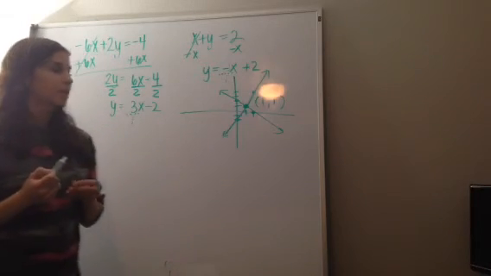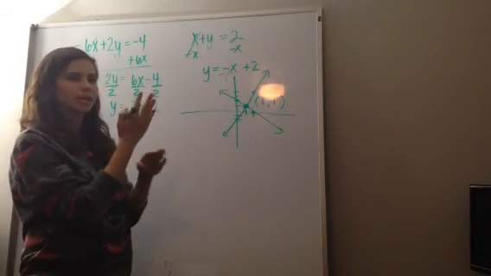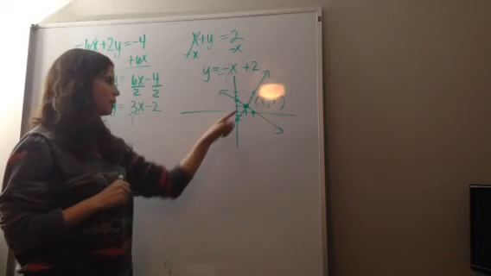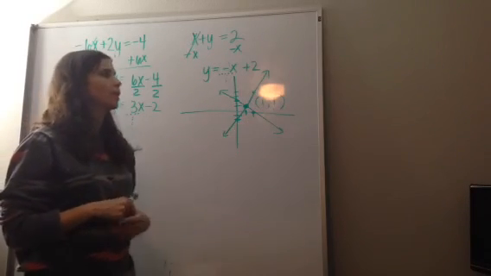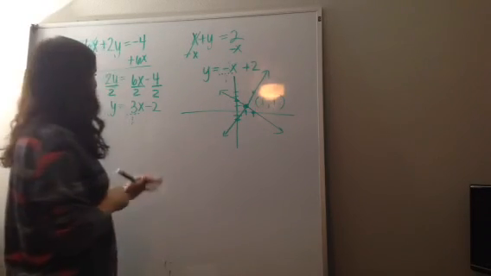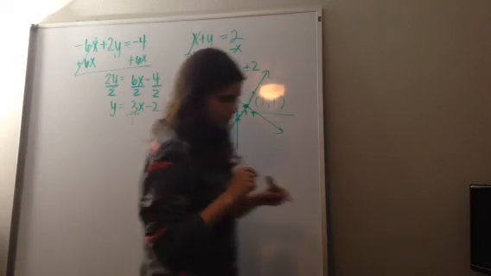So they crossed one time, and they'll never cross again because these are straight lines. So they will only cross one time. In this case, it was at the point 1, 1. Okay, and then I'll stop this one and start on the next one.